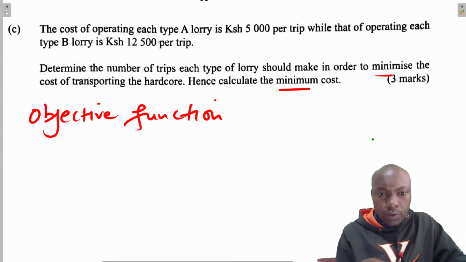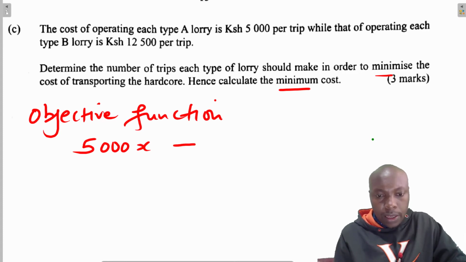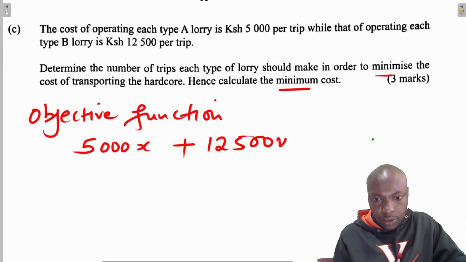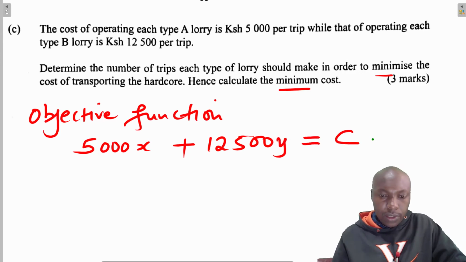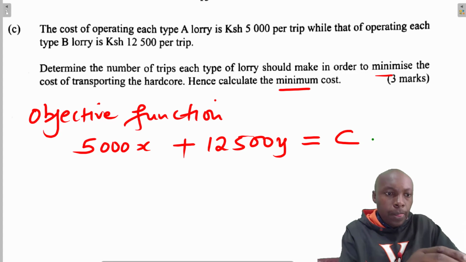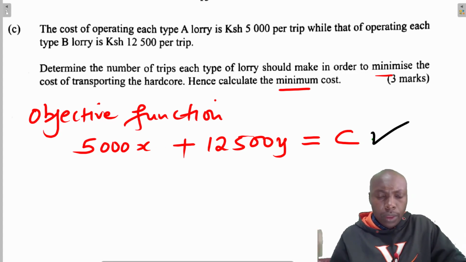The objective function for type A is 5,000 per trip, and it makes x trips. And then for type B, it is 12,500 per trip, and the trips for B is y. This is what is going to give the cost, so this is what we call the objective function. The number of trips for A is x, cost per trip is 5,000, and then the number of trips for B is y, the cost per trip is 12,500. So the cost is going to be given by this sum.